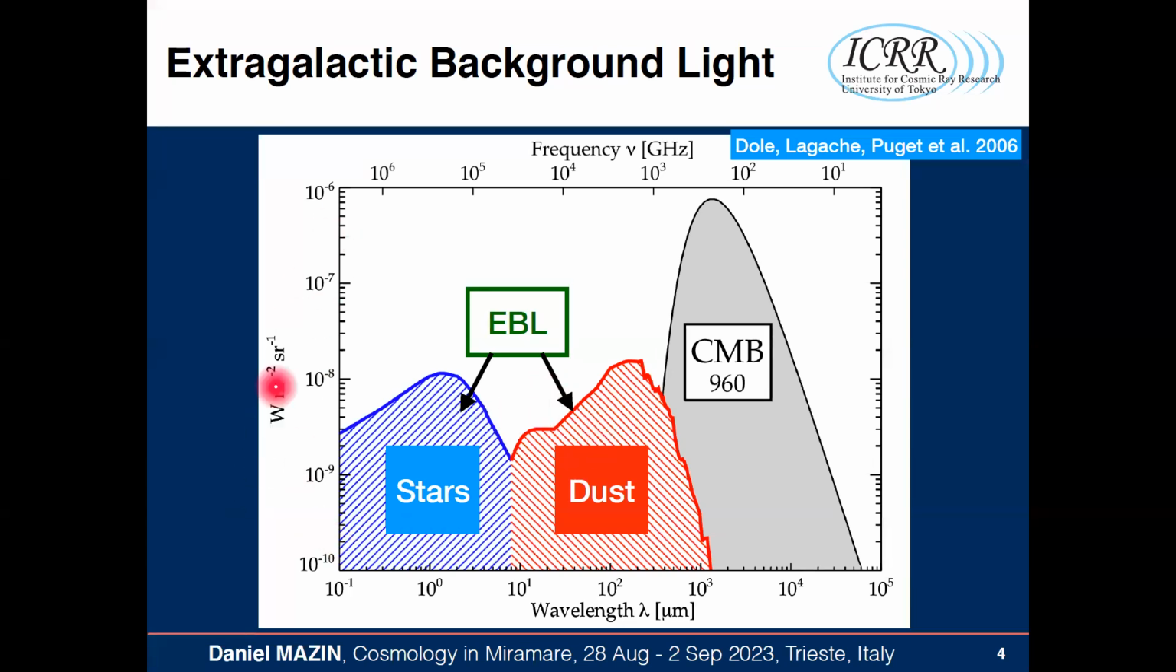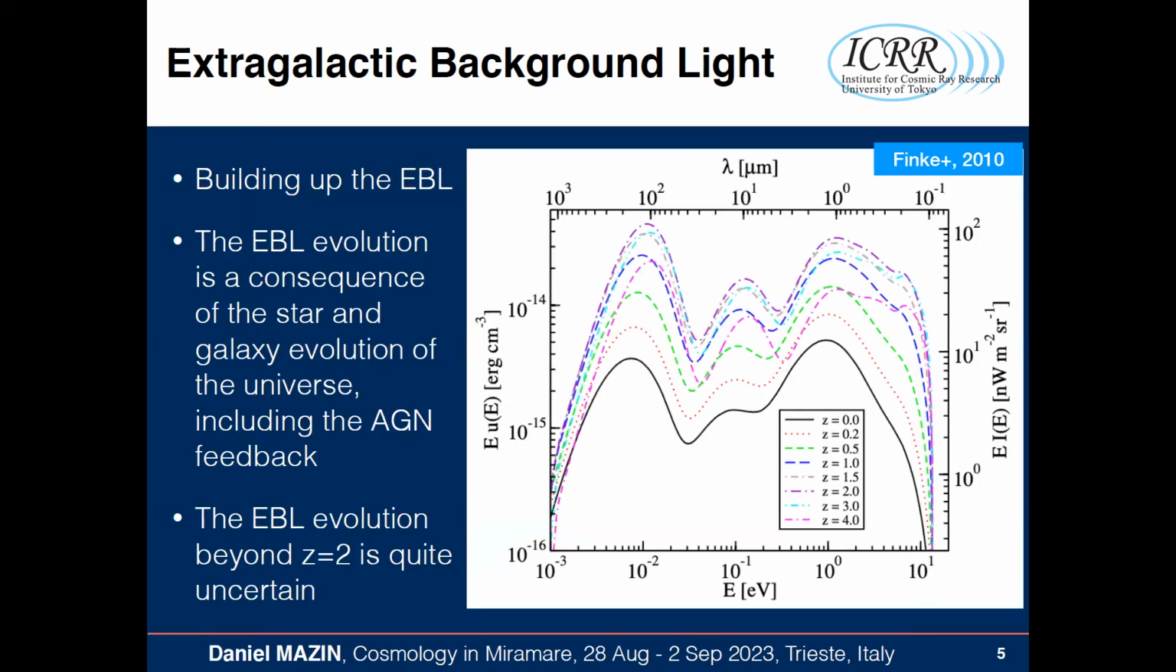Here is the energy distribution of these background fields. The CMB is obviously the strongest one, and the EBL is the accumulated emission from all the stars and galaxies in the universe. Part of the optical and near-infrared emission of the stars is absorbed within the galaxies and then re-emitted at longer wavelengths. This is what we call dust here, and then it is redshifted depending on when this emission was emitted. This is why these peaks are relatively broad.